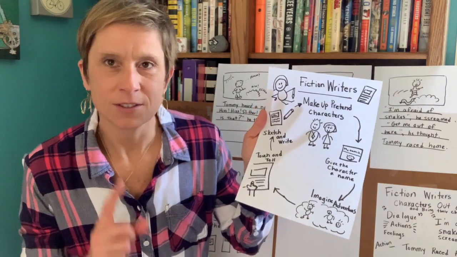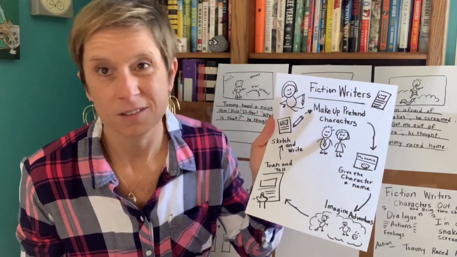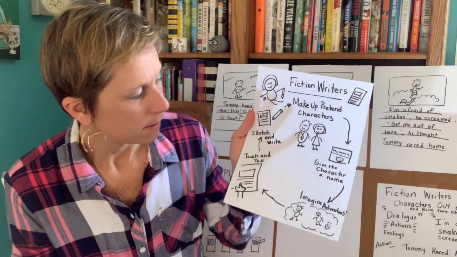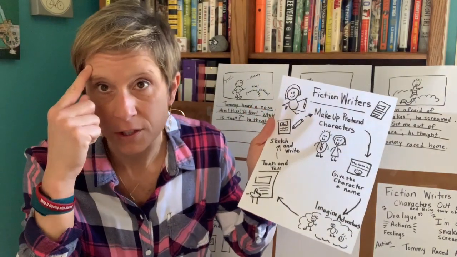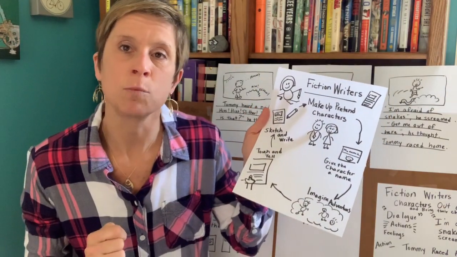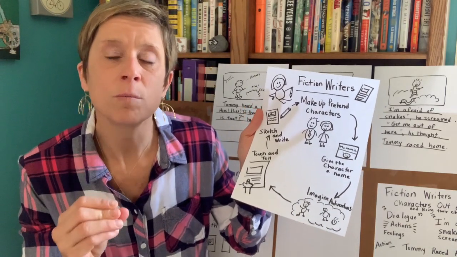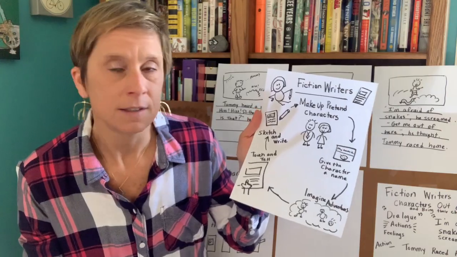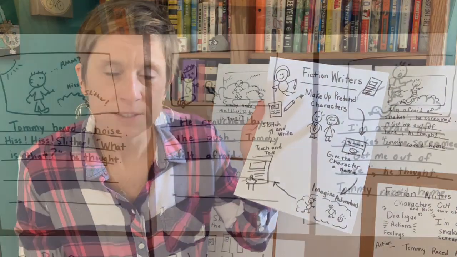All right. So let's see if I followed my steps so far. I made up my pretend character, Tommy and now a snake. Gave the character a name, Tommy. I imagined different adventures he could go on and I picked that he went for a walk. I touched and I told my story to make my plan. Now it's time for me to sketch and write. Let's see how this works out.